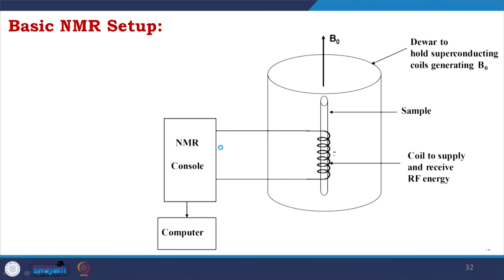So, this is again the basic setup. This is the external magnetic field. This is a dewar to hold the superconducting coils generating the external magnetic field. Here the sample is put, and here is the coil to supply and receive the radio frequency energy. The radio frequency energy comes from the NMR console, which generates the radio frequency energy, gets the data and sends it to the computer.